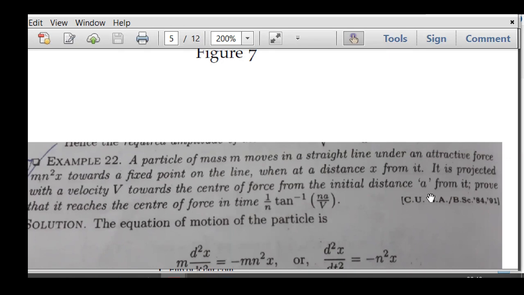So what information is given? It is projected with the velocity V. So it is not starting from rest at the initial point. It is starting with some velocity. And what is the value of this velocity? Capital V. And this is the magnitude. And what is the direction? It is towards the center of the force. Okay. Achha. And what is the initial distance? a. So as I said, once you read the question, all the information will be provided there. Now comes what is the problem we have to do? Prove that it reaches the center of the force in this time. Okay, that means when x equals 0, what is the time? You have to find that out.